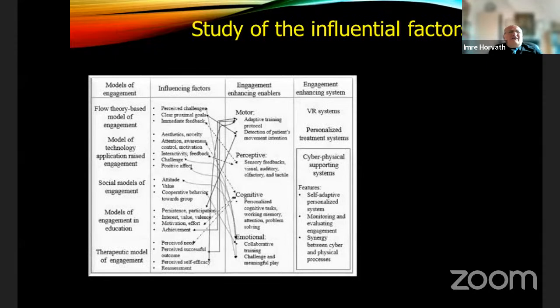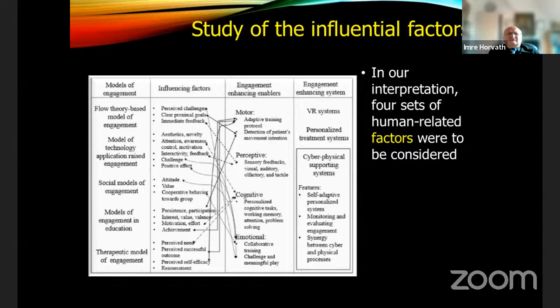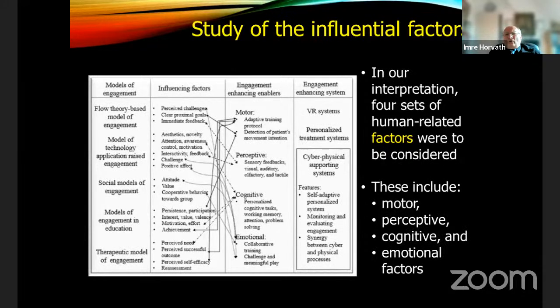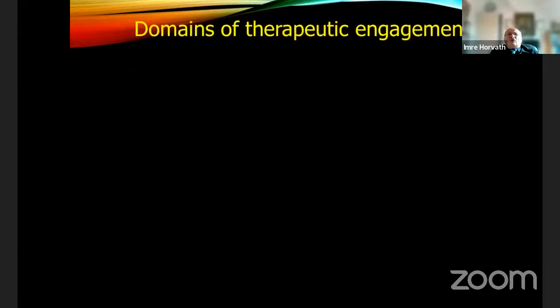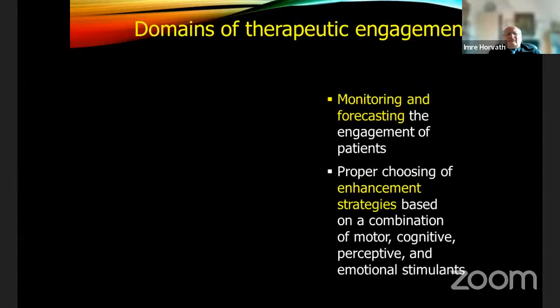So as a beginning, we started studying the influential factors, and we identified that actually four major fields of the influential factors could be identified: the motor, the perceptive, the cognitive, and the emotional influential factors. And these four sets were taken into consideration in the further work. We dealt with the motor, the perceptive, the cognitive, and the emotional factors of enhancing the patient engagement of the process.